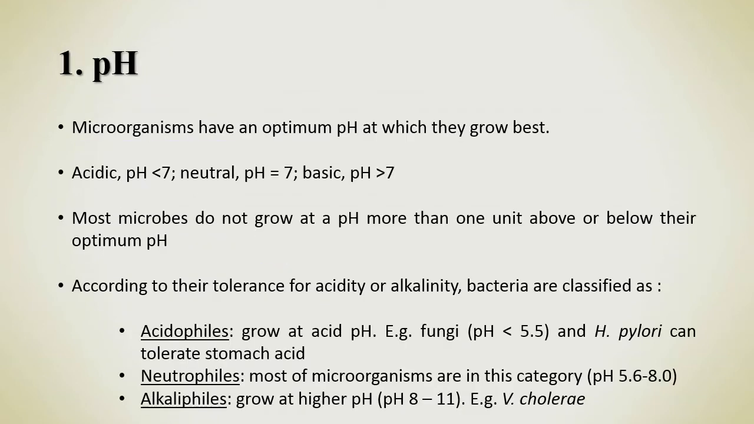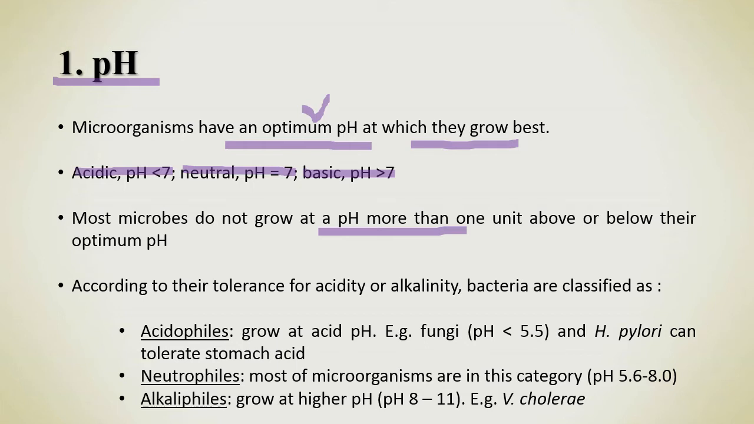So let's look at the influence of pH. Microorganisms usually have an optimum pH at which they grow best. Optimum pH means the best pH at which a bacterium can grow. It can be acidic, which is pH less than 7, neutral at pH 7, or basic, pH more than 7. Most microbes do not grow at a pH more than 1 unit above or below their optimum pH. There are terms used to classify bacteria based on their acidity or alkalinity preference.